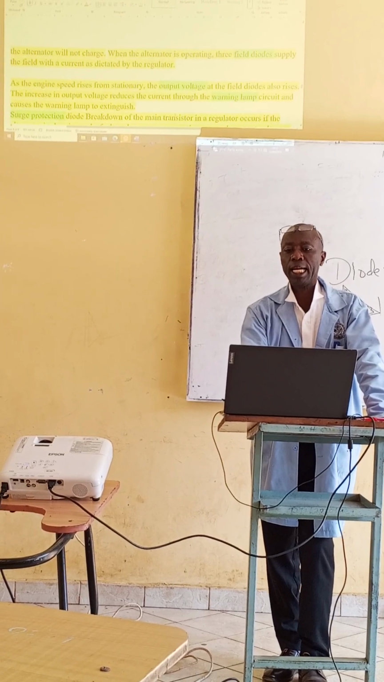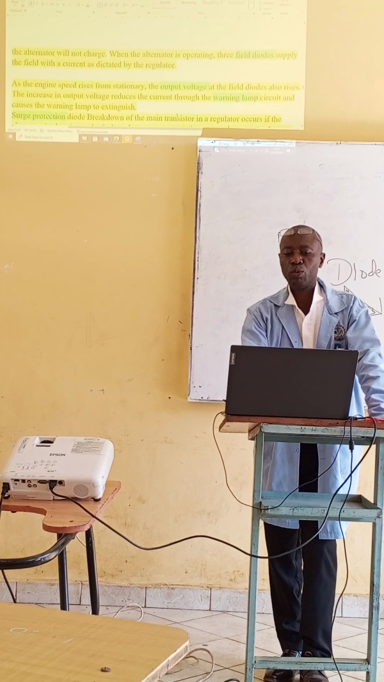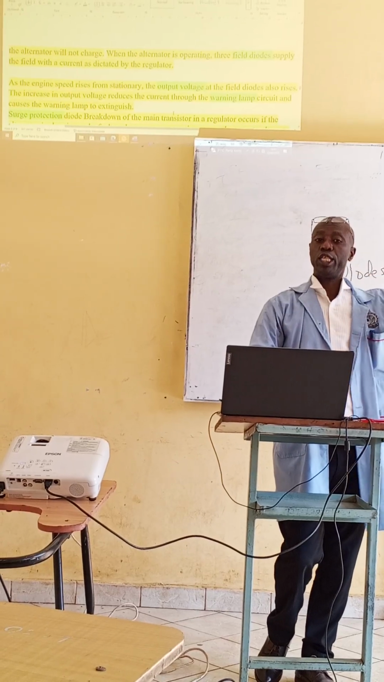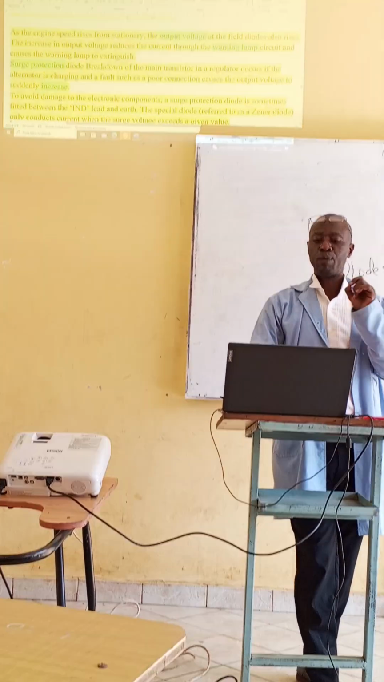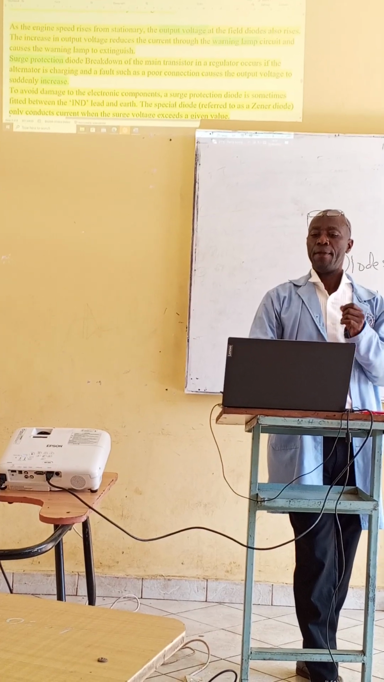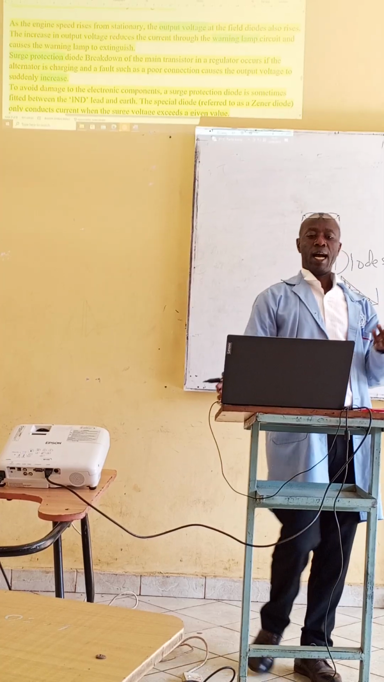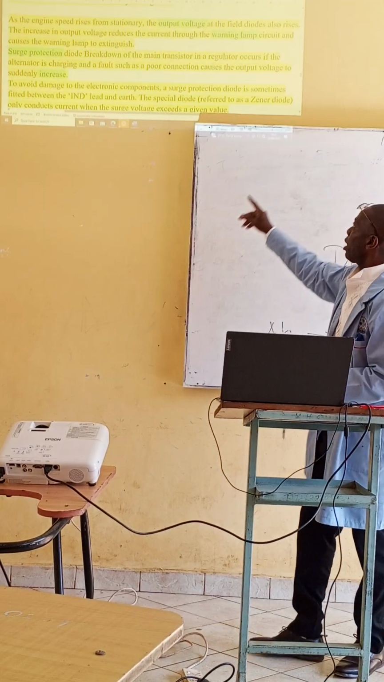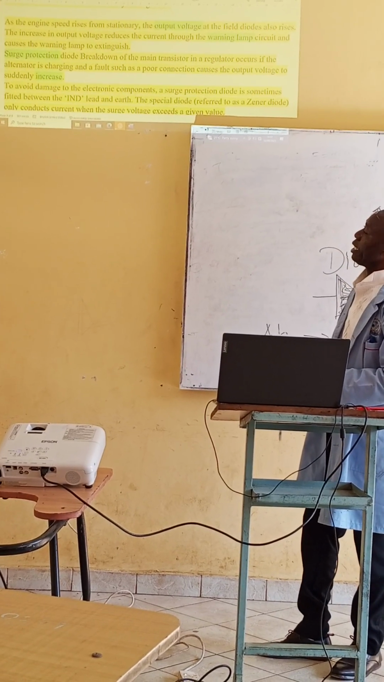So when the alternator is operating, the field diode supplies the field current to dictate to the regulator what it's going to do. The regulator is going to change that current from alternating current to direct current. So as the engine speed rises from stationary, the output voltage of the field diodes also rises, and this reduces the current through what we call the warning lamp circuit and causes the warning lamp to extinguish.